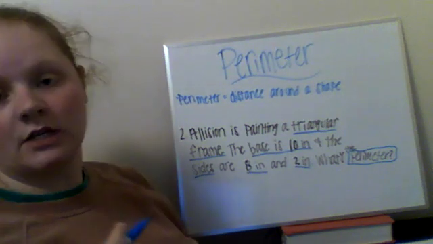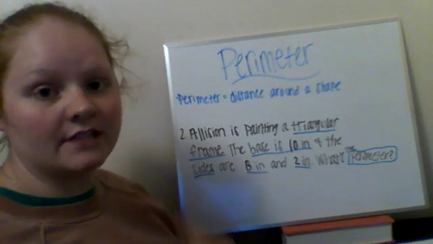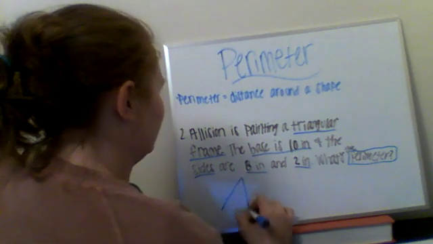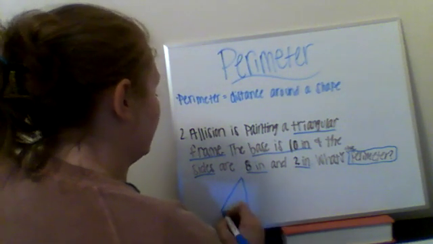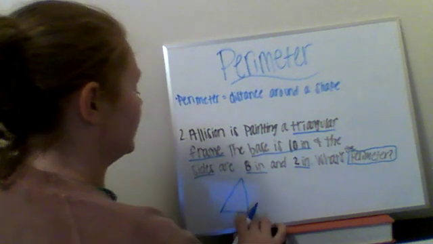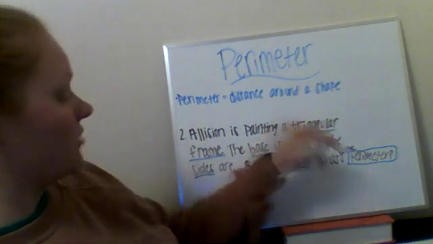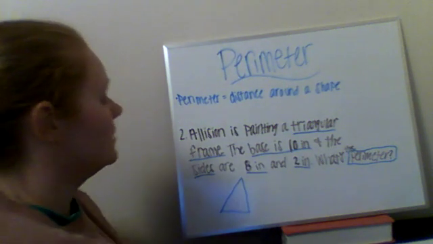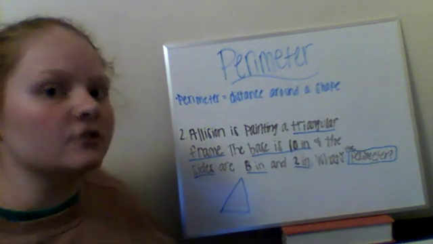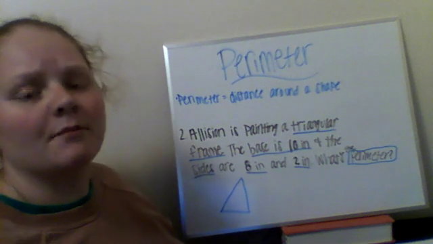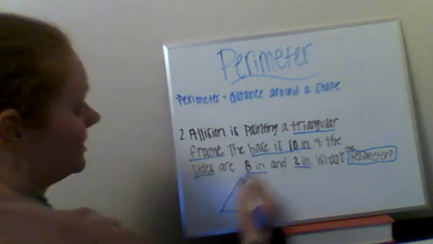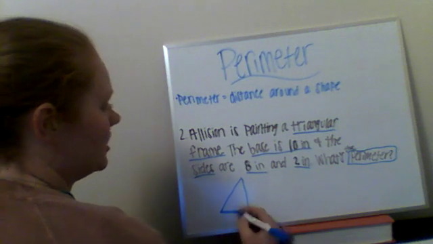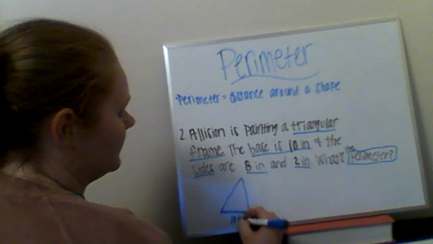Now I'm going to draw a model to help me understand what this problem is asking. I'm going to draw a triangle because that is the shape that the frame is in. If I look back up here to my word problem, it's a triangular frame. And I'm going to label the parts of my triangle. Notice the base says it's 10 inches. The base of a triangle is the bottom part of the triangle. So if I look at my triangle right here, my base is going to be this part, the very bottom. So I'm going to put 10 inches down at the bottom.